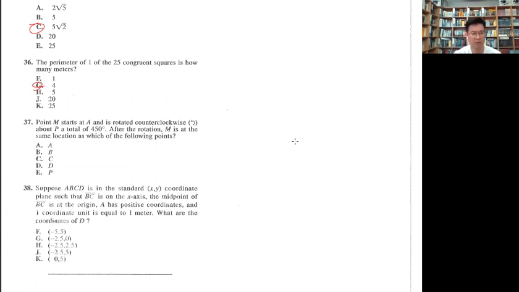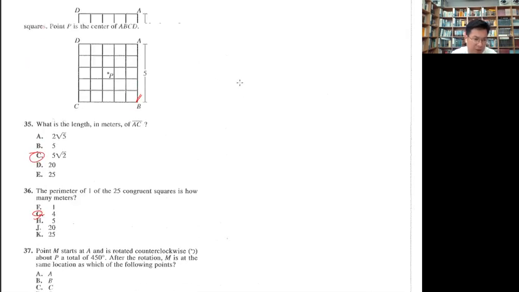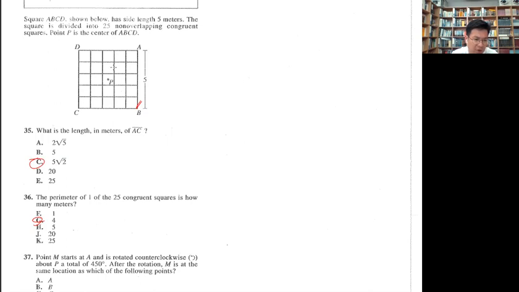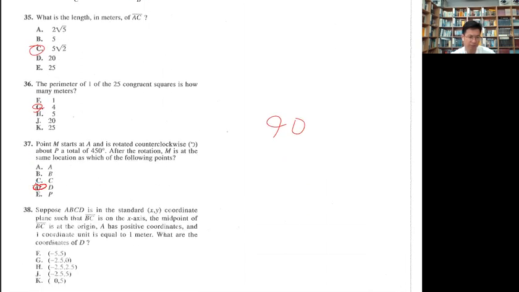Point M starts at A and rotates clockwise about P, and then 450. 450 minus 360 is 90 degrees. Rotate by 90 degrees, basically, the same way. So then A is 90 degrees, goes this way. So D. Suppose standard coordinate, just think of it as 360 plus 90. This is coming back to the original place, so I just took it out.